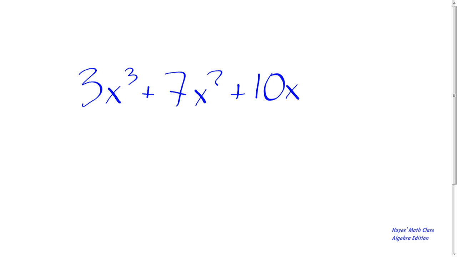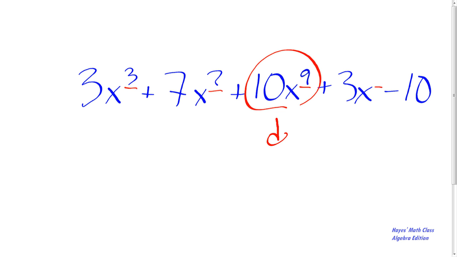No, because you're going to find something like this. You're going to see 3x to the 3rd plus 7x squared plus 10x to the 9th plus 3x minus 10. So again, if you say, oh, this is degree 3 because that's the number out front, no. Stop it. Stop circling that. Look, I've got degree 3, degree 2, degree... Oh, somebody didn't put this in order. This is degree 9. So that means the polynomial is degree 9.